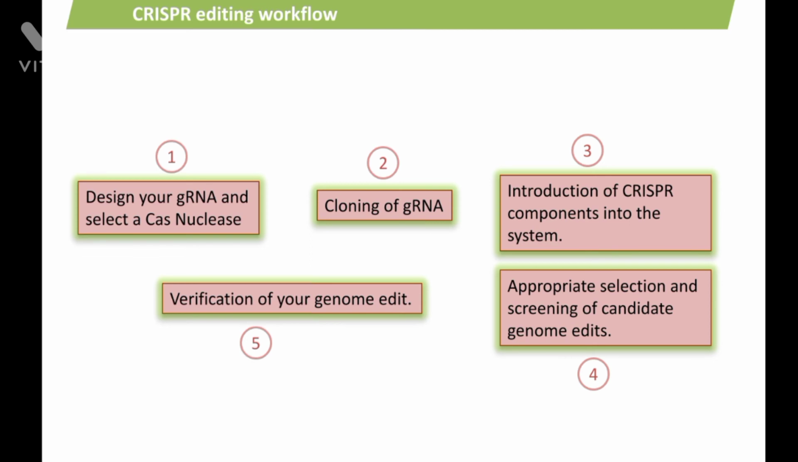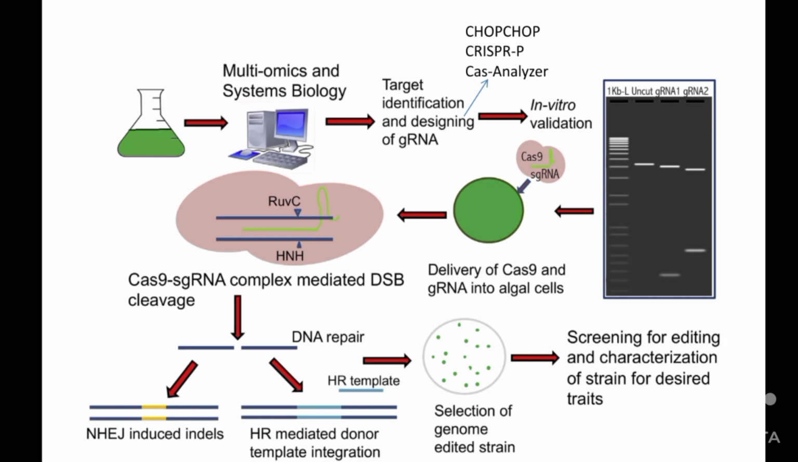A typical CRISPR-Cas9 workflow involves many steps. They can be divided into the following steps: design your guide RNA and select a Cas nuclease. Cas9 nuclease can be an ideal choice for the generation of knockouts. Then cloning of guide RNA. Then introduction of CRISPR components into the system. Then appropriate selection and screening of candidate genome edits. Lastly, verification of your genome edit. So the first step is selection of the target gene.